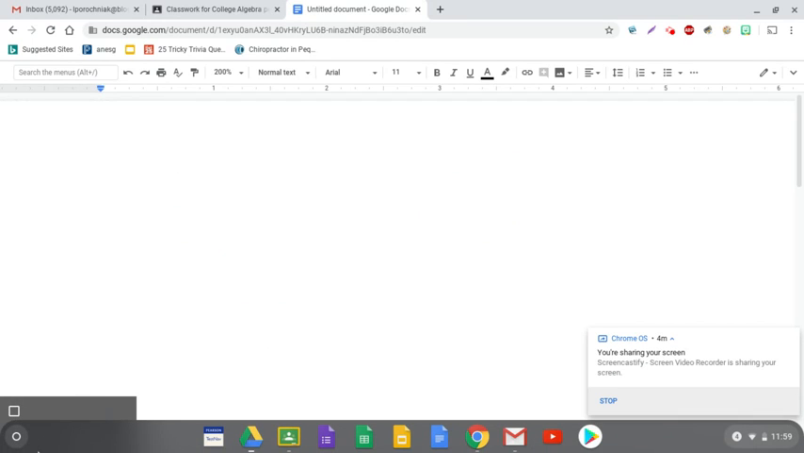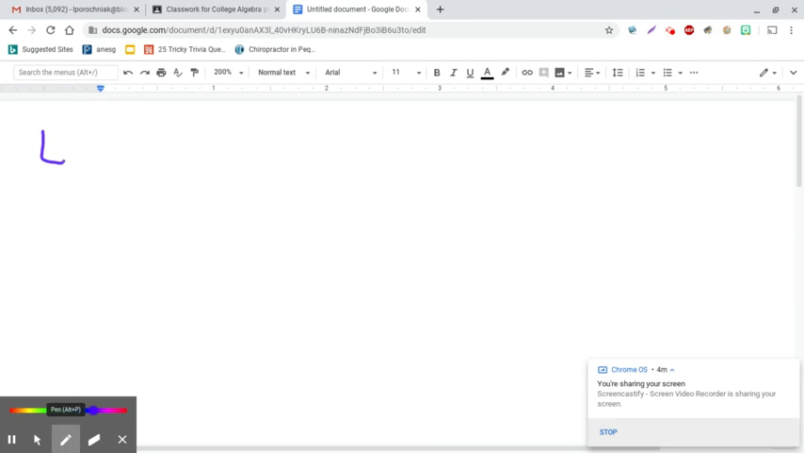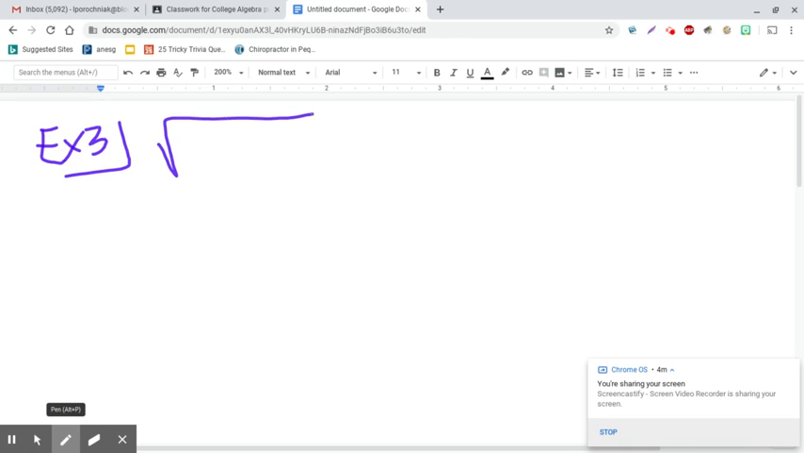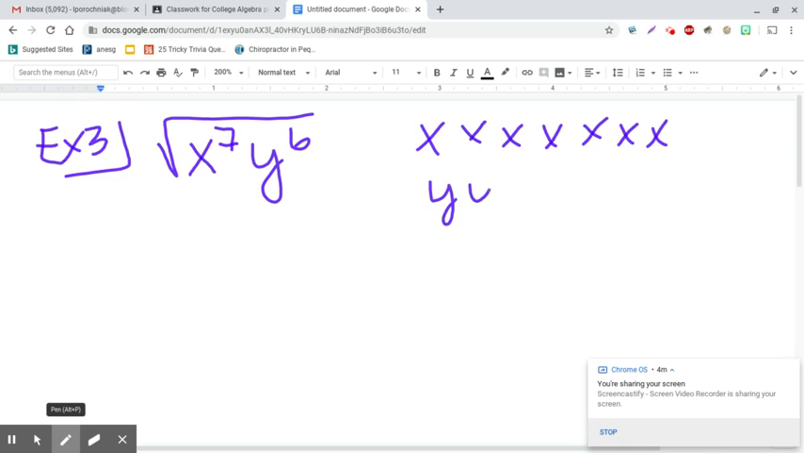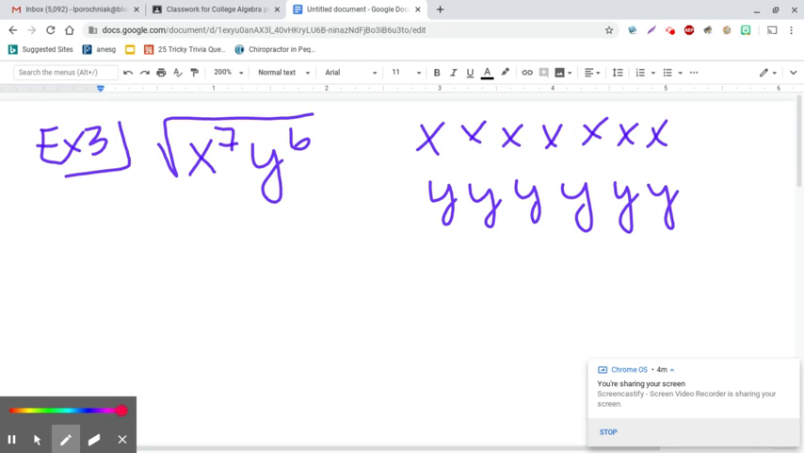Example 3. I keep doing that. Let's take the square root and work with x and y now. X to the 7th, y to the 6th. So your 7 x's and your 6 y's. See how sometimes this gets a little tedious having to write everything out? Invisible 2 there.